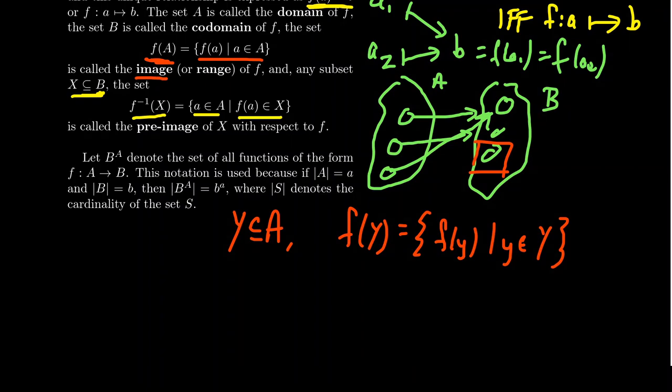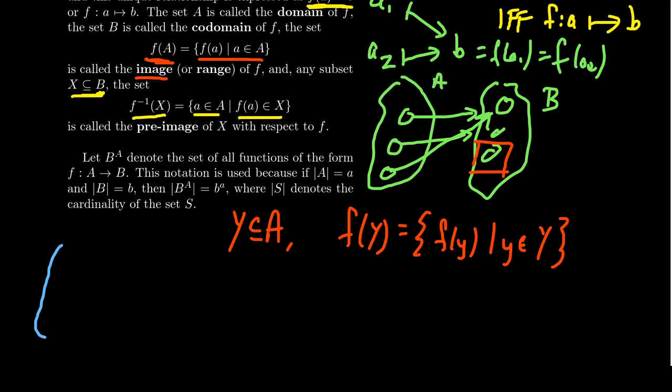And the reason for that is the following. If A is a finite set which contains little a many elements, and B is a finite set that contains little b many elements, then the set B to the A, which is the set of functions from A to B, will contain b to the a many elements. And as usual, this denotes the cardinality of the sets here. And basically the idea is the following.